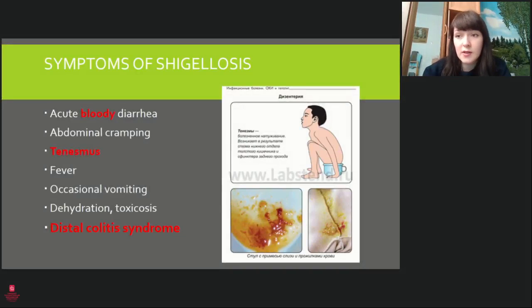Symptoms of shigellosis. The main symptoms are acute bloody diarrhea, abdominal cramping, tenesmus, fever, occasional vomiting, dehydration, toxicosis, and distal colitis syndrome. It is a very important symptom during shigellosis.